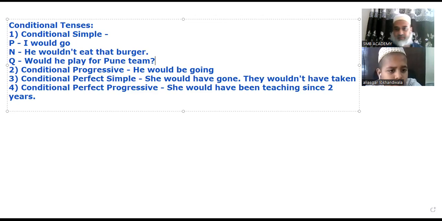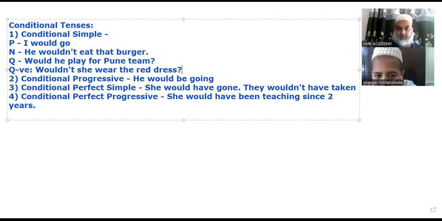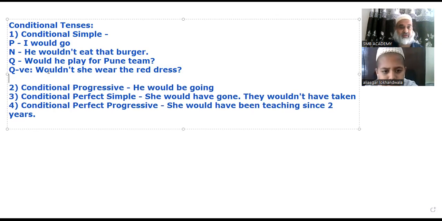Negative question. Wouldn't he? नहीं, नेगेटिव क्वेश्चन ले बाबा. Wouldn't he? Wouldn't she dance? Wouldn't she wear red color dress? ये बरोबर है, समझ रहे हैं? Yes, sir. This is one tense.